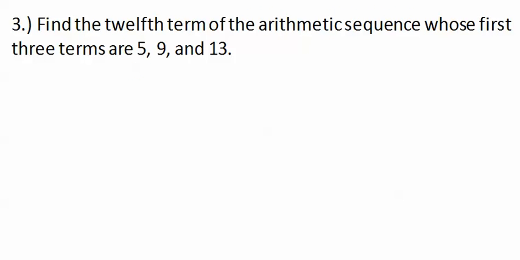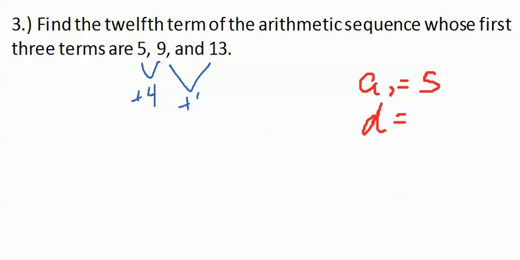In the third example, we're going to have to do a little bit of work to find the information that we need. It says find the 12th term of the arithmetic sequence whose first 3 terms are 5, 9, and 13. Well, we need to know what the first term is, which is 5, so that helps out. A sub 1 equals 5. But we also need to know the common difference, which they don't give us directly. But we can easily find that. Going from 5 to 9 is adding 4. Going from 9 to 13 is adding 4. And it's constant, so we're going to keep that as our d as 4.